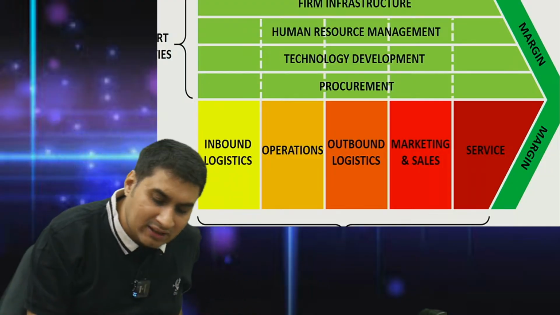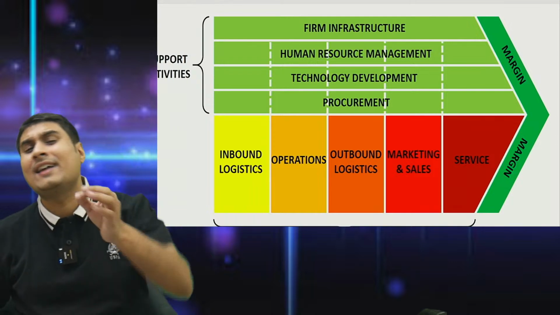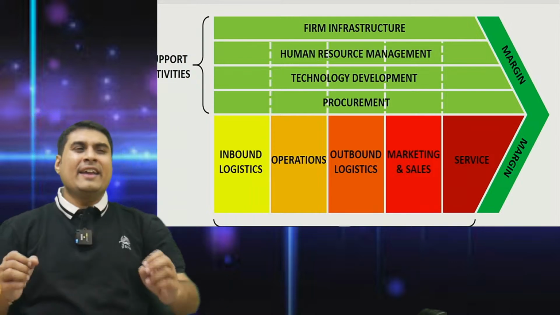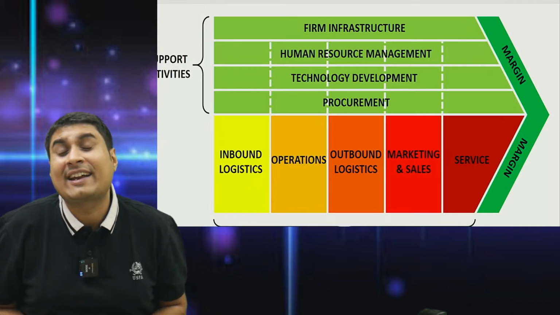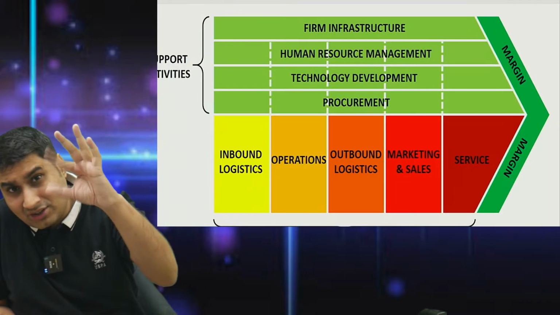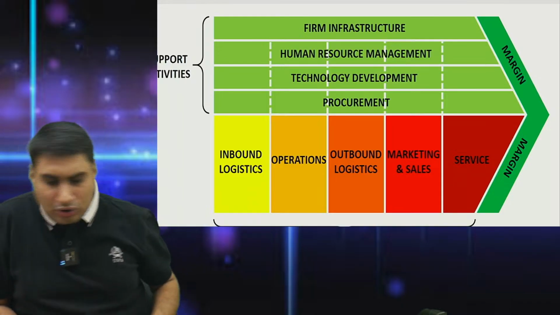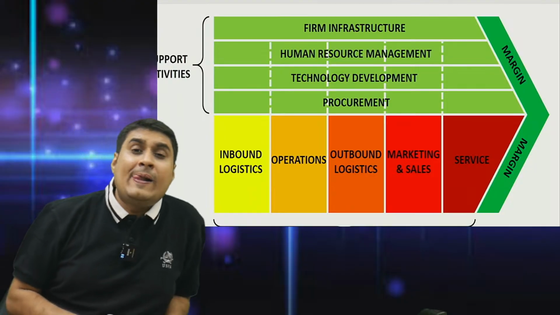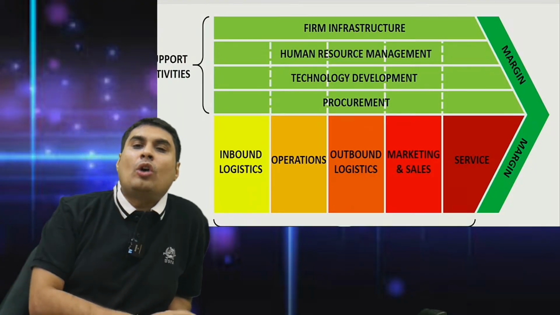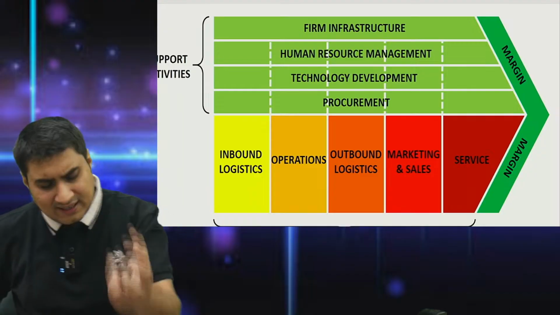Come to secondary activity. Infrastructure, HR, technology, procurement. Clear? These are secondary activities: infrastructure, HR, technology, procurement. These are also relevant. Infra, human resource, technology. What's procurement? Out of all, select the best raw material vendor. That is procurement. Select best vendor.